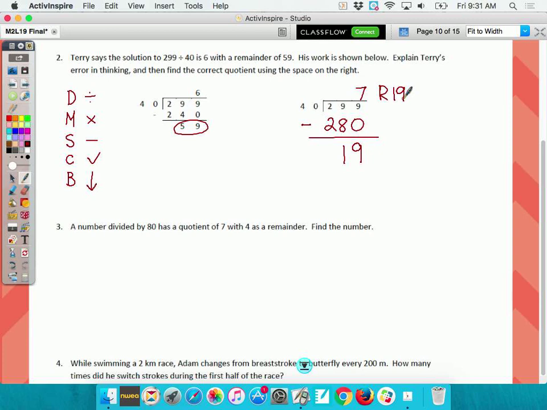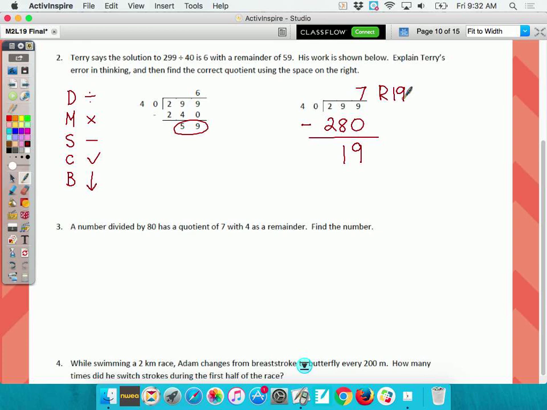So what do you do if your remainder's too high, Tucker? What do you do if your remainder's too big? Try another number. Should you go higher or lower? Higher, okay? See, he tried a 6. So what do we try? 7. Okay, and some of it's trial and error.